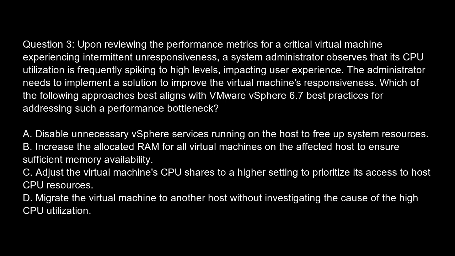Option A. Disable unnecessary vSphere services running on the host to free up system resources. Option B. Increase the allocated RAM for all virtual machines on the affected host to ensure sufficient memory availability. Option C. Adjust the virtual machine's CPU shares to a higher setting to prioritize its access to host CPU resources. Option D. Migrate the virtual machine to another host without investigating the cause of the high CPU utilization.